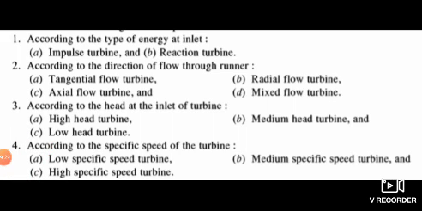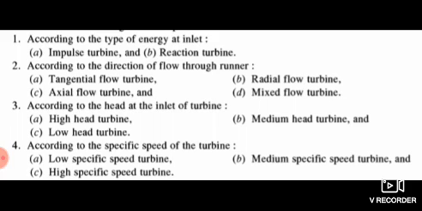Second, according to the direction of flow, which is one of the most important criteria. First is tangential flow, second radial flow, third axial flow, and last mixed flow. In the case of the Pelton wheel we consider tangential flow at inlet, for radial flow we consider the Francis turbine, for axial flow the Kaplan turbine, and for mixed flow, the modern Francis turbine is a mixed flow type turbine.